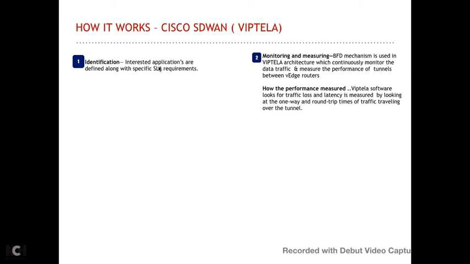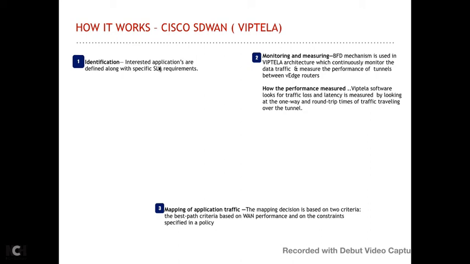I'm saying tunnel because that is where the data traffic is actually flowing. It's secure, an IPsec tunnel, and BFD measures the data traffic on the tunnel and collects the performance of all the packets flowing between your WAN edge devices. And the Viptela software looks for the traffic loss or latency which has been measured or collected by BFD, either one way or round trip, or the traffic leaving over the tunnel, something like that.